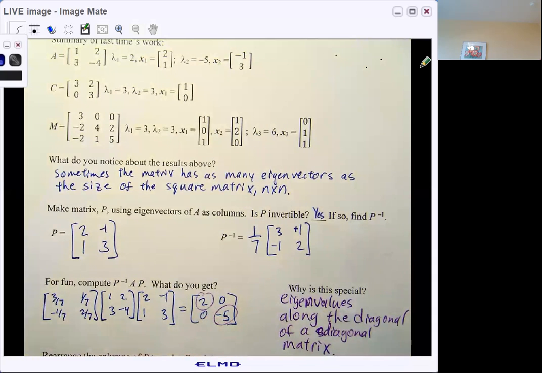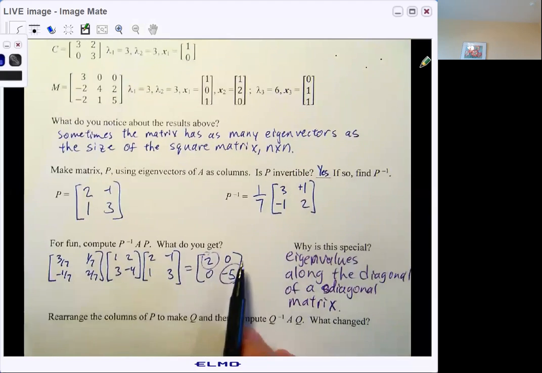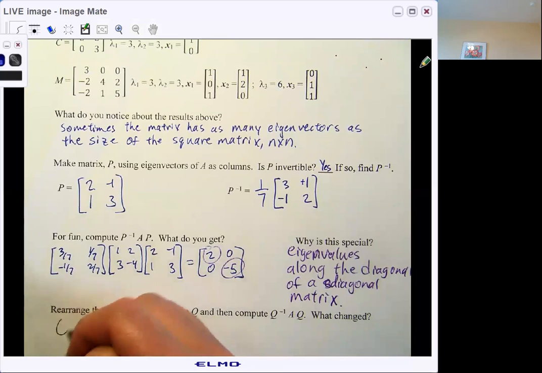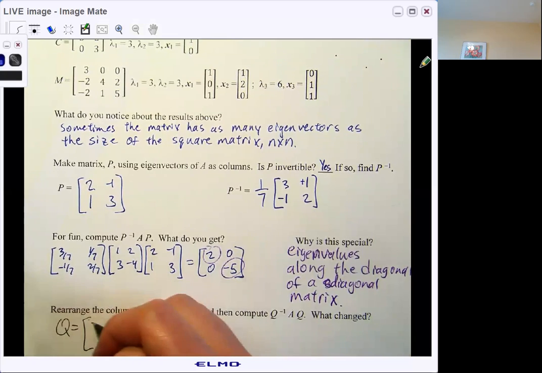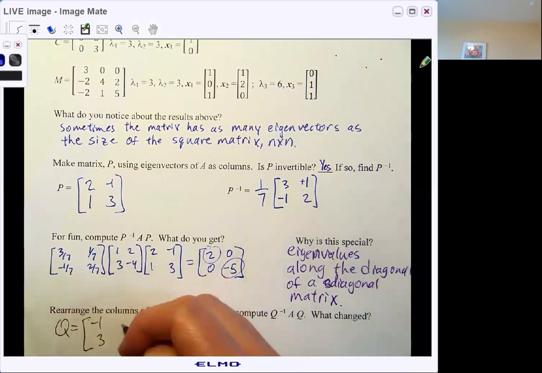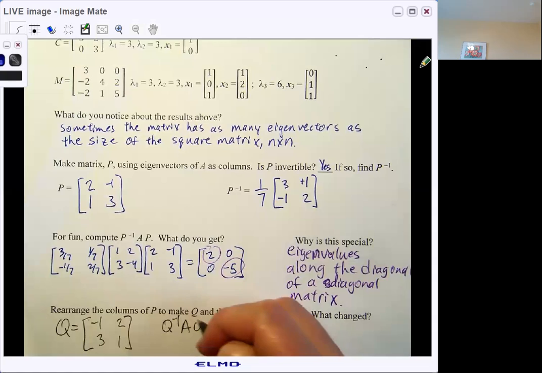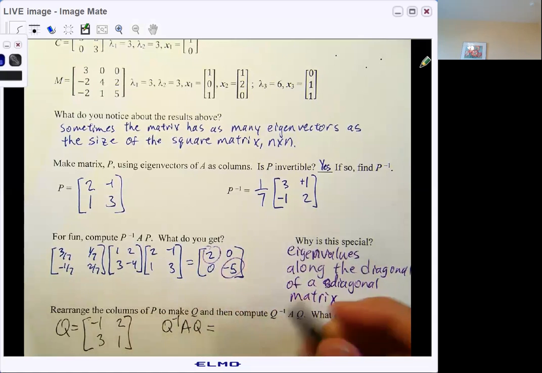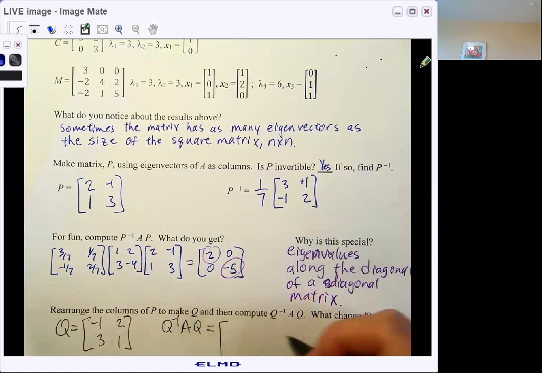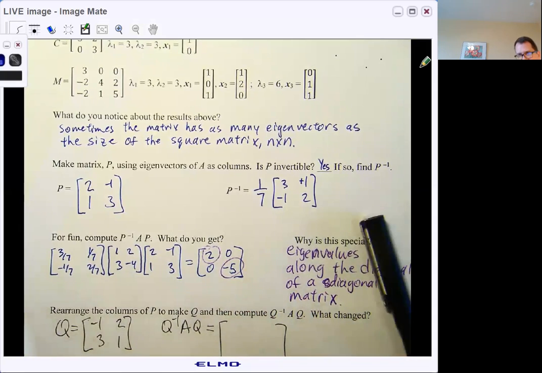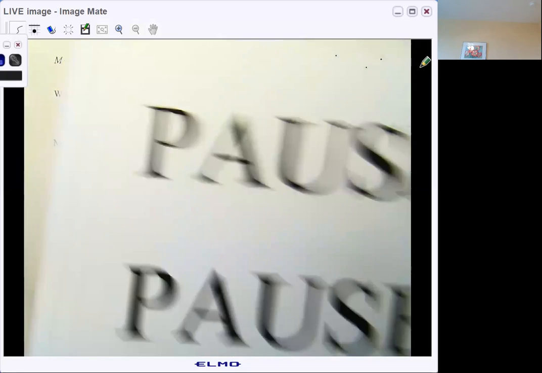Pretty spiffy. Now I want you to make a Q matrix by rearranging the columns of P. Since there are only 2 columns, there's only one way to do that. So the Q matrix will have columns -1, 3 and 2, 1. Then I want you to find Q inverse AQ and tell me what you get. You can pause the video here for a second to compute that.